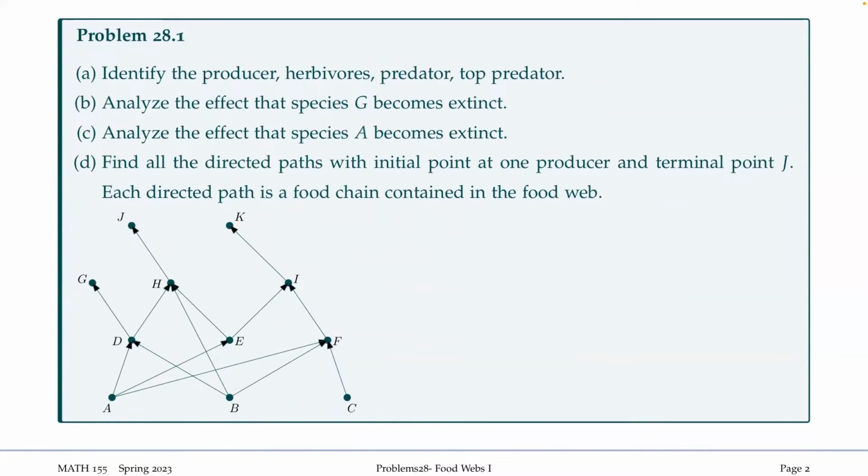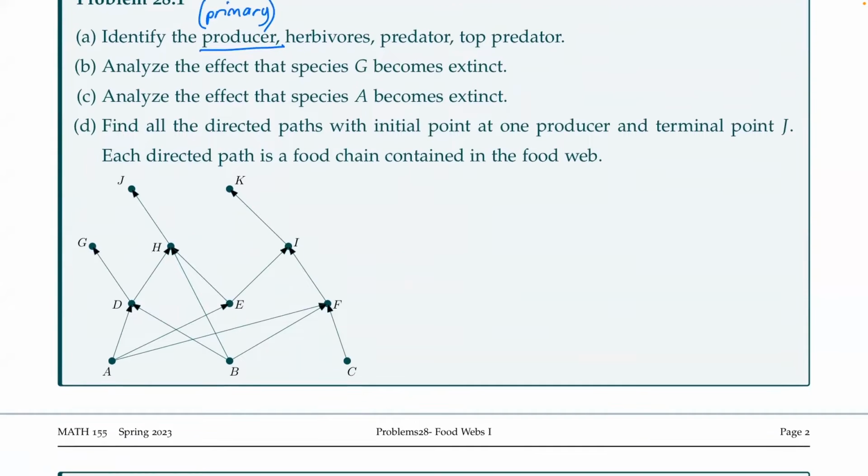Okay, to start off with, here we've got a food web. We haven't identified what these species are, we've just given them letters here. I want you to go through and identify, first of all, the producers. These are primary producers, things like plants. Then your herbivores, predators, and top predators.